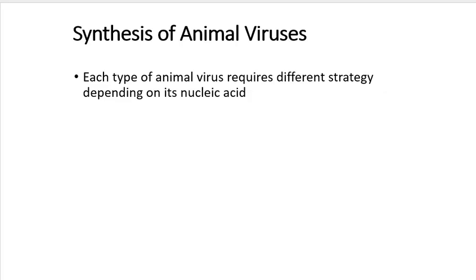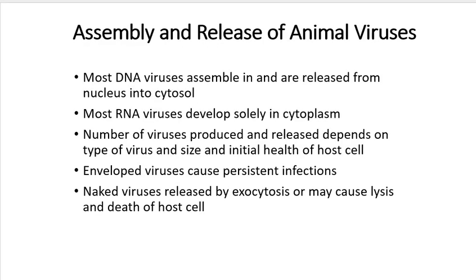Okay? So each type of animal virus requires a different strategy depending upon its nucleic acid. So most of the DNA viruses assemble in and are released from the nucleus into the cytosol. Most RNA viruses are just replicated in the cytoplasm. There are a number of viruses produced and released. The number depends on the type of virus, the size of the virus, and the initial health of the host cell. If it's a good, healthy host cell, it can get going. If it's sick, it doesn't do as well.